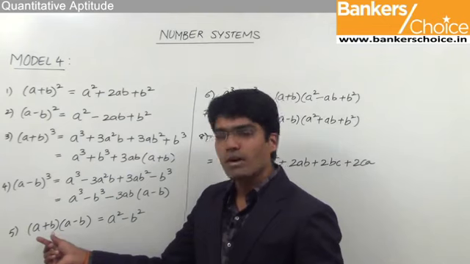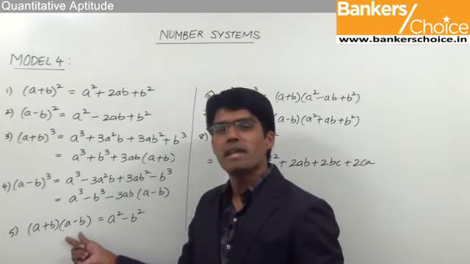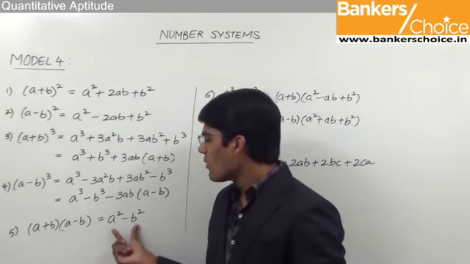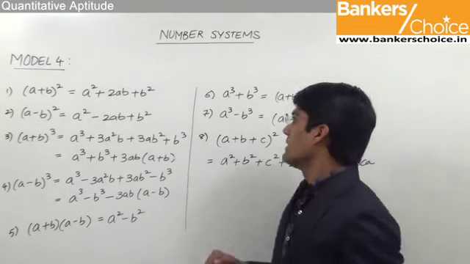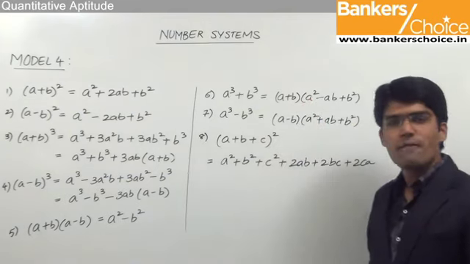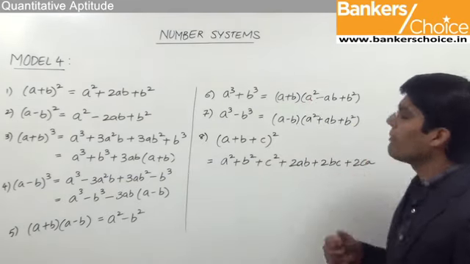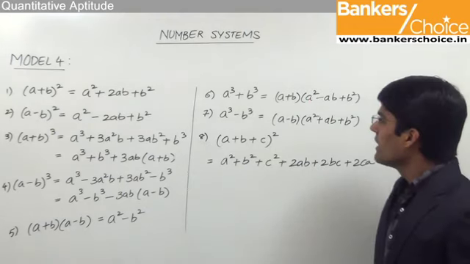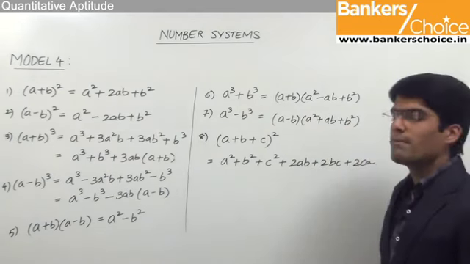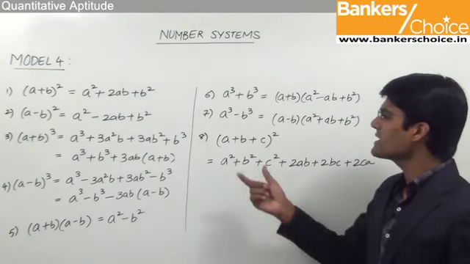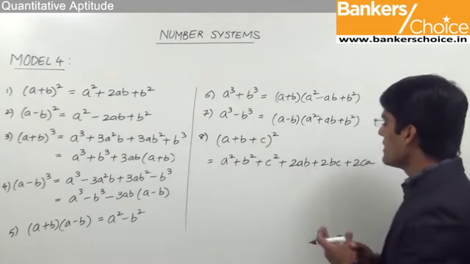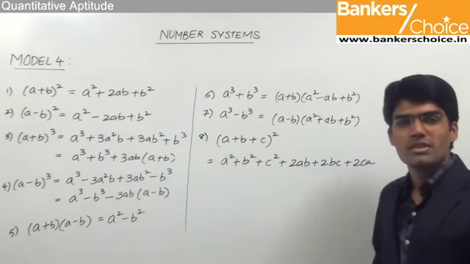The fifth one here is one very important concept, that is (a plus b) into (a minus b) should always be taken as a squared minus b squared. Why? Because when we multiply these two, what we get is a squared minus b squared. The next one here is a cube plus b cube. A cube plus b cube can be taken in the form of (a plus b) into (a squared minus ab plus b squared). And a cube minus b cube can be taken as (a minus b) into (a squared plus ab plus b squared). And the last one here is (a plus b plus c) whole square, which is equal to a squared plus b squared plus c squared plus 2ab plus 2bc plus 2ca.